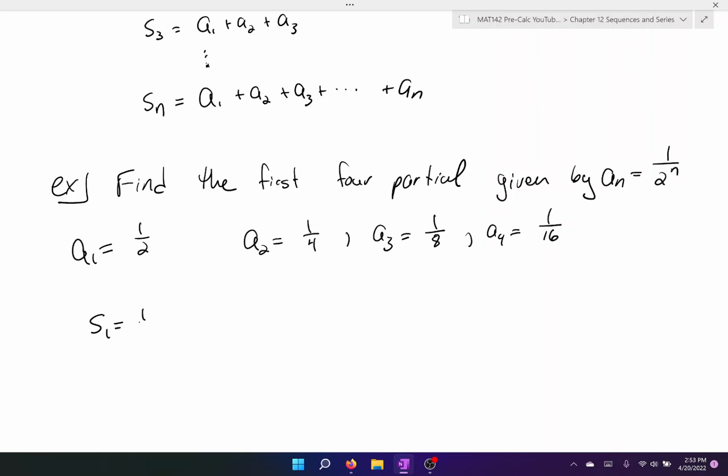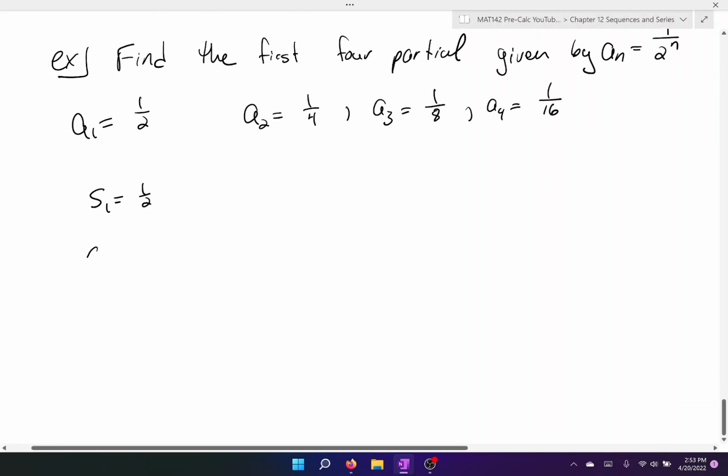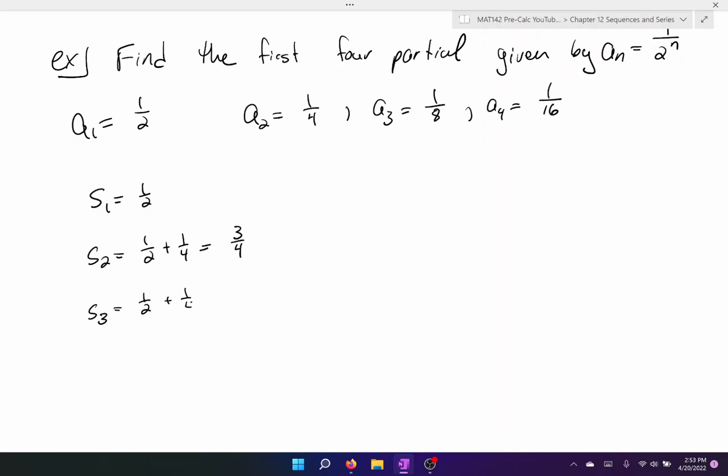Our first partial sum is just 1/2. Our second partial sum is going to be 1/2 plus 1/4, which equals 3/4. Our third partial sum is going to be 1/2 plus 1/4 plus 1/8, which equals 7/8. And then our fourth partial sum is going to be 1/2 plus 1/4 plus 1/8 plus 1/16, which is going to be 15 over 16.